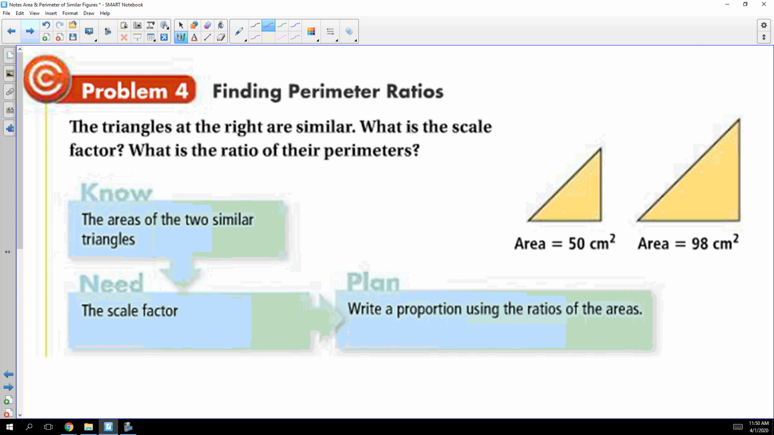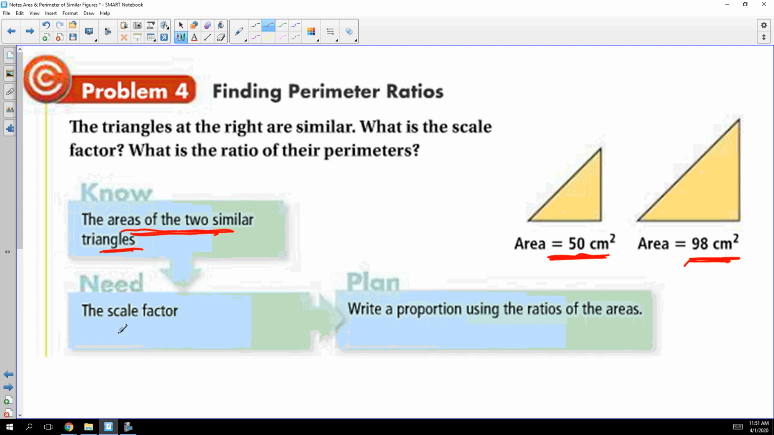The triangles are similar. What's the scale factor? What's the ratio of the perimeters? So this is the basic thing. Just remember, in this case, now we're looking for the ratio of the perimeters, and we don't have the scale factor yet. So this is what we already know. We know the areas of the two similar triangles. The small triangle has an area of 50. The large triangle has an area of 98 centimeters squared.